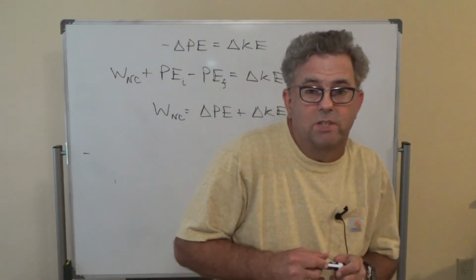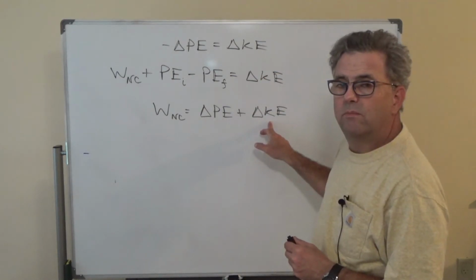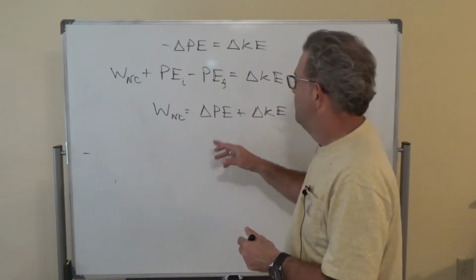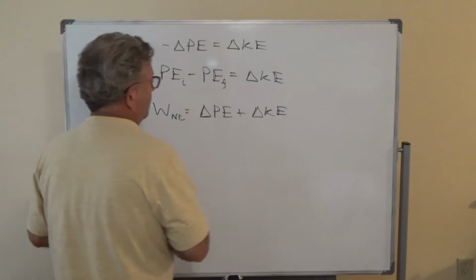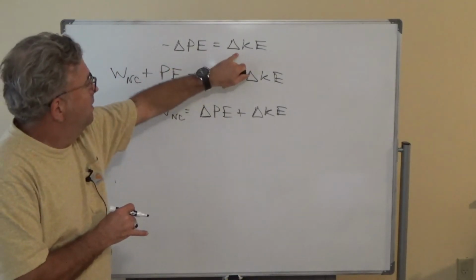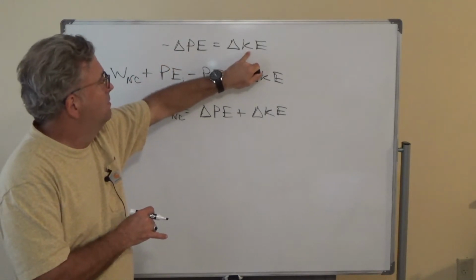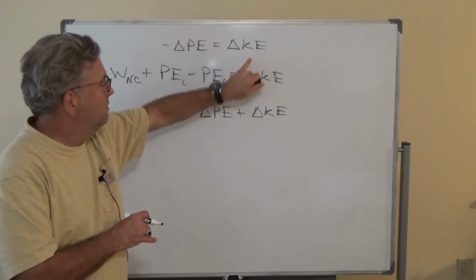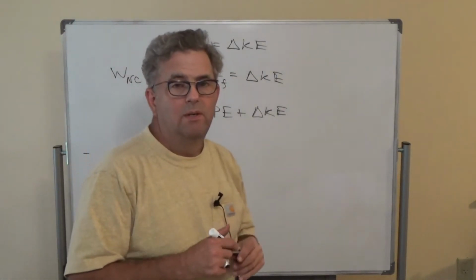In a conservative system, these two things are equal. Let me put it this way: the negative of the change in potential energy is the change in kinetic energy. So they sum up to zero in a conservative system.